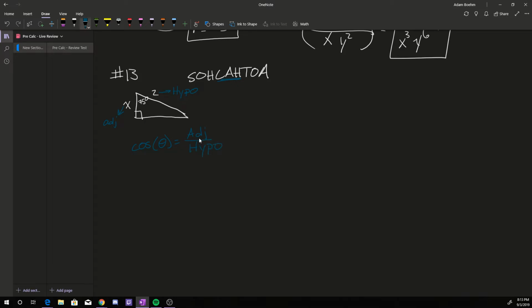So cosine of the given angle is going to be the adjacent over the hypotenuse. In this case, cosine of our angle, which is 75, is equal to x, our missing side, over 2. In order to solve this, just kind of pretend that this entire thing is one number. So we have to multiply both sides by 2, which gets x by itself.